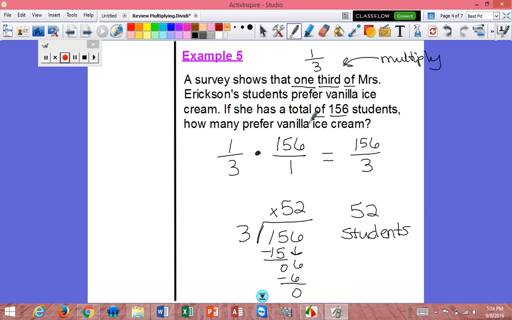prefer vanilla ice cream. So again, keep in mind, if you're taking a fraction of something, that means you're just multiplying that fraction times that total amount.